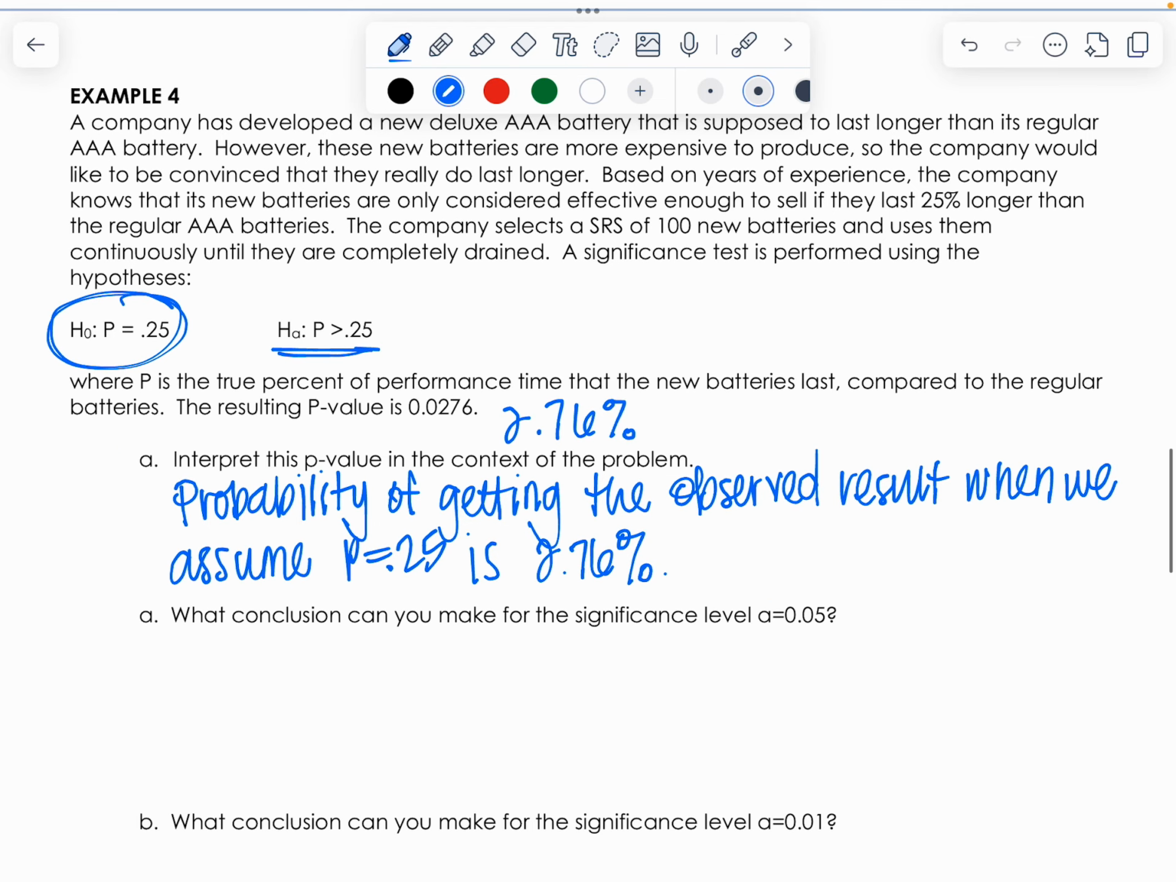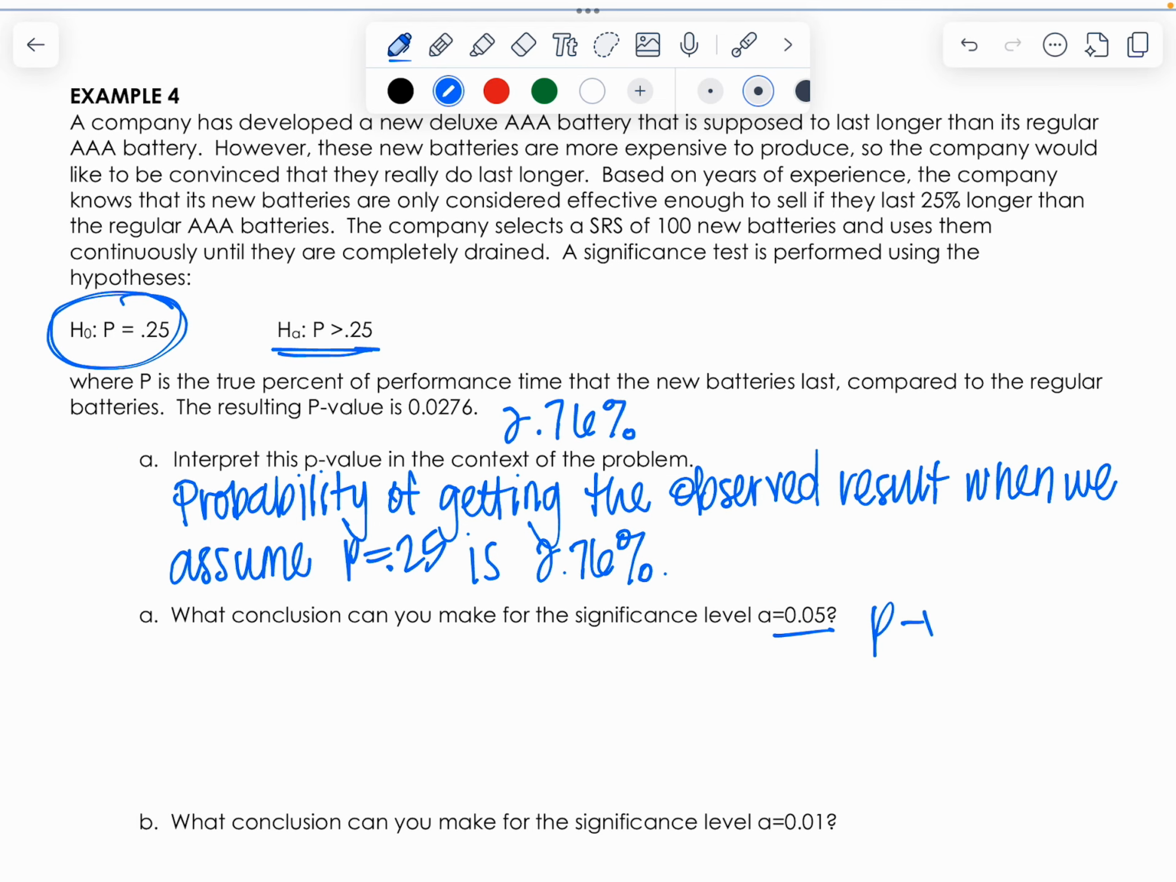All right, now if our significance level was 0.05, we are comparing that to a p-value of 0.0276. The p-value is less than that, so the p-value is less than the significance level, so we reject the null in favor of the alternative. I always call it alternate.